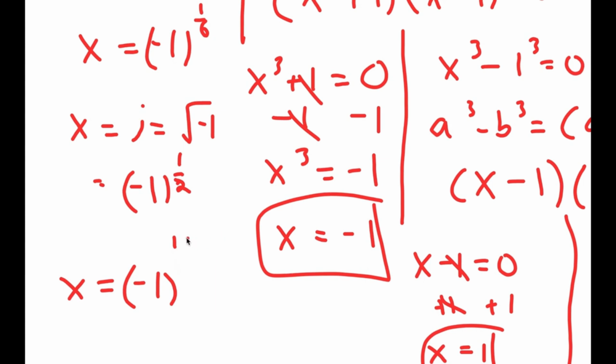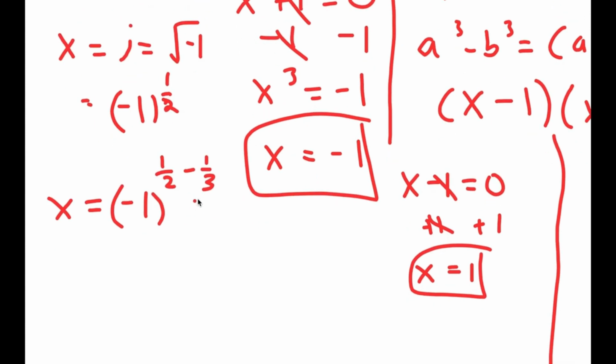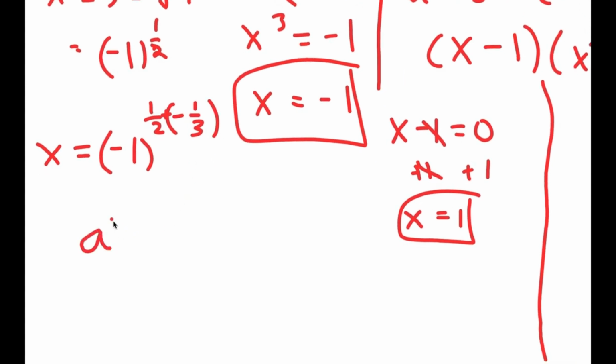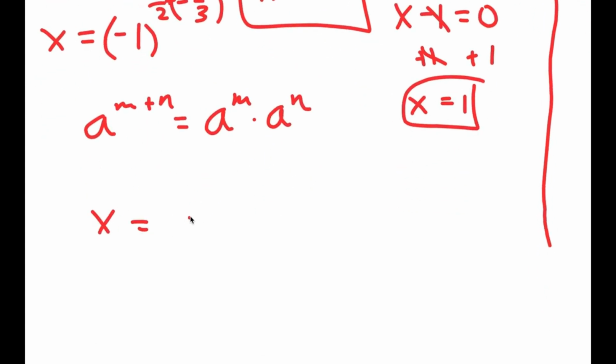Or sorry, 1 over 2 minus 1 over 3 is what we can rewrite 1 over 6 as. Now, this is the same thing as 1/2 plus negative 1 over 3. And if I have something in the form a to the power of m plus n, this is equal to a to the power of m times a to the power of n. So this is going to equal negative 1 to the power of 1/2 times negative 1 to the power of negative 1 over 3.